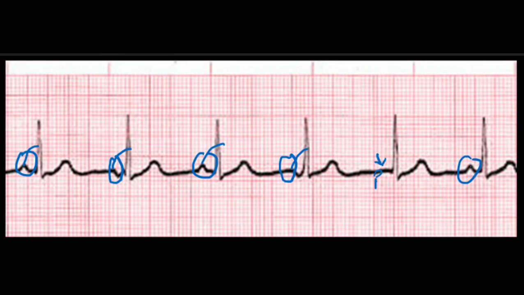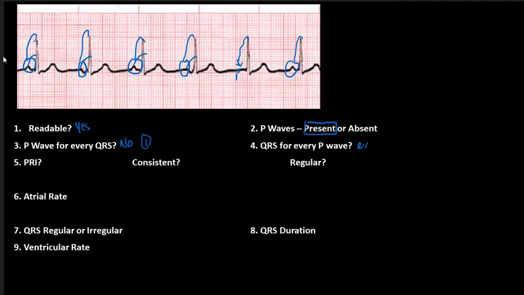Okay. Is there a QRS for every P? So there's a QRS and a P. There's not a QRS and a P here. There's a QRS and a P, QRS and a P, QRS and a P, and a QRS and a P. So our answer here is going to be no again. So we have one beat that is kind of messing us up. So let's go ahead and erase so that we can come in here and measure some things.